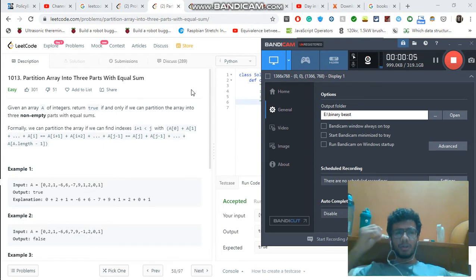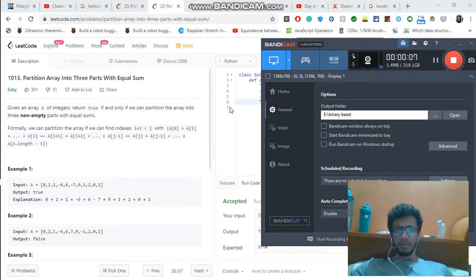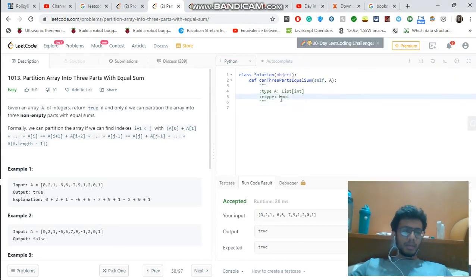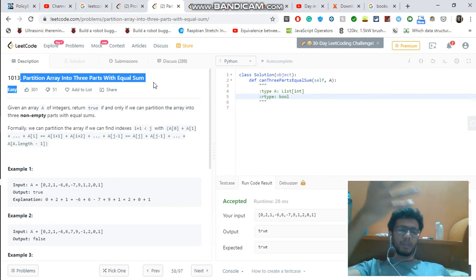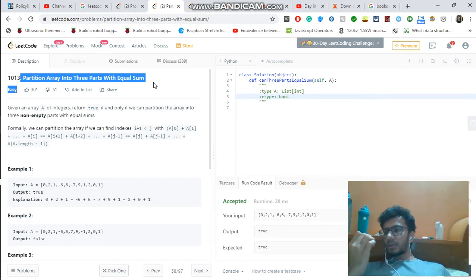In this we are going to solve something called partition array. We are trying to solve the problem of partitioning an array into three parts with equal sum. This was one problem I must say that I did not figure out the solution to, so I was thinking too much, which was not needed.